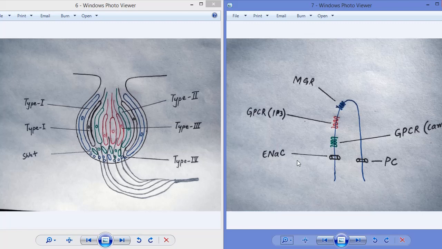The epithelial sodium channel is responsible for the influx of sodium. When food containing sodium, or food containing salt, comes in contact with this cilia, it comes in contact with this channel also. So this channel allows the influx of sodium from the external environment to the internal environment.